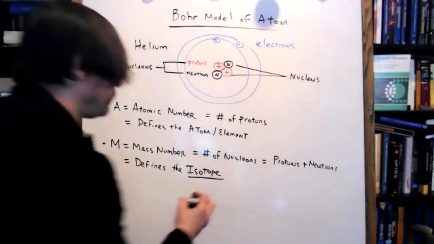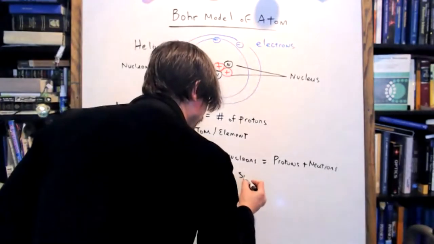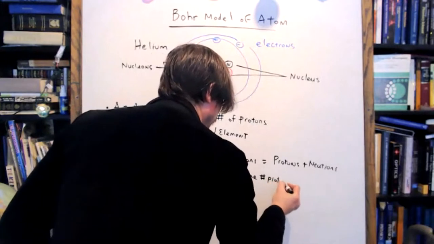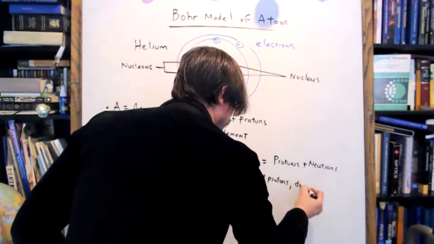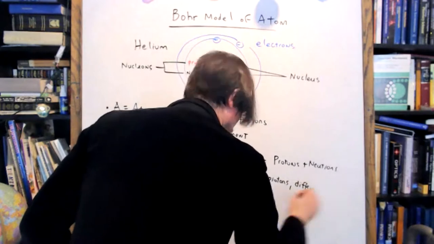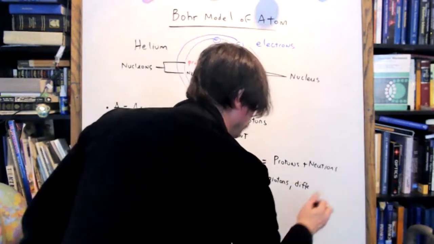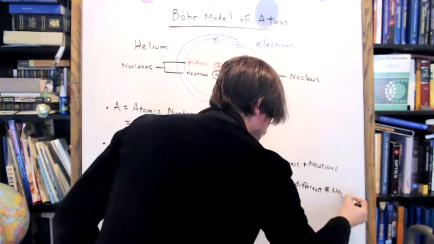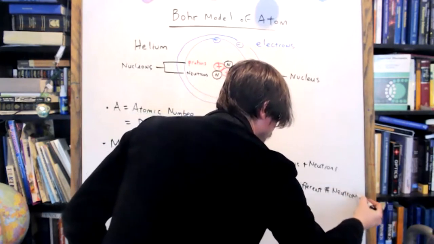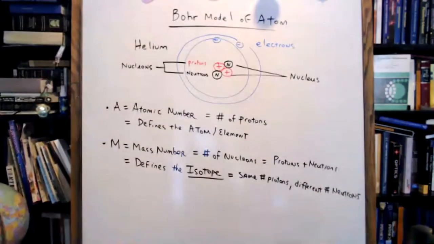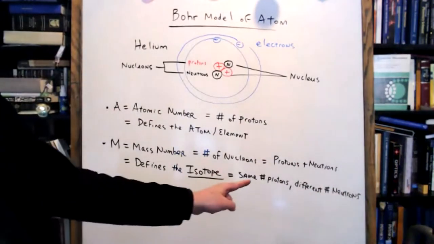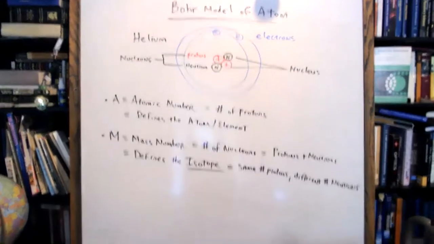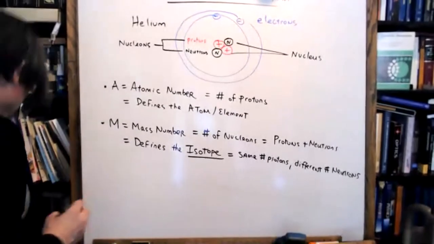What's the isotope? The isotope is same number of protons, different number of neutrons. I hope you guys can read that. Same number of protons, different number of neutrons.